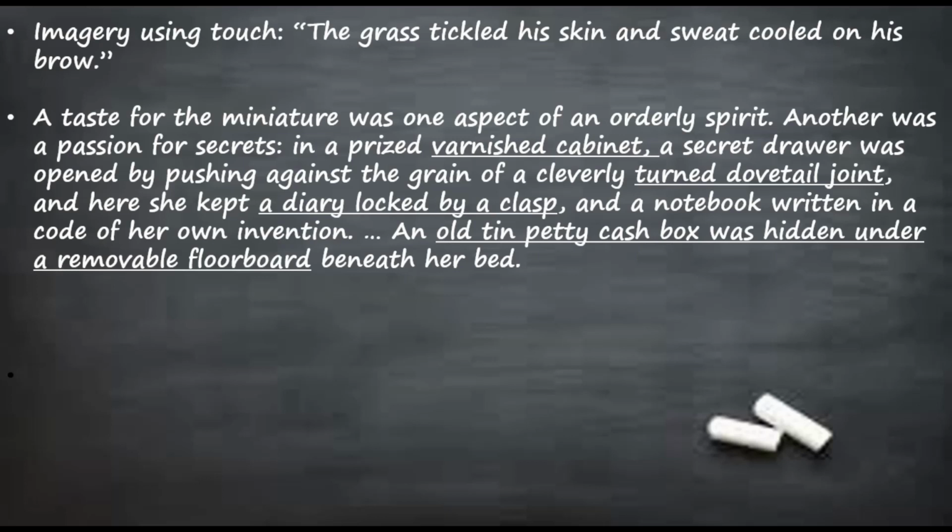In an excerpt from Ian McEwan's novel Atonement, he writes, "A taste for the miniature was one aspect of an orderly spirit. Another was a passion for secrets. In a prized varnished cabinet, a secret drawer was opened by pushing against the grain of cleverly turned dovetail joint. And here she kept a diary locked by a clasp, and a notebook written in a code of her own invention. An old tin petty cash box was hidden under a removable floorboard beneath her bed."